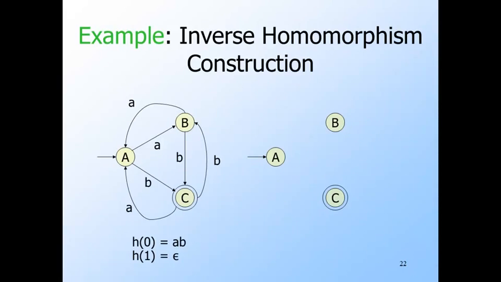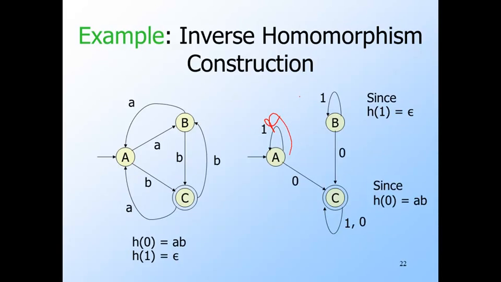Here's an example automaton, and we'll use the same homomorphism we've been playing with all along. Since H of 1 is the empty string, each state of the automaton for the inverse homomorphism will transition to itself on 1. That's what these transitions, for example, are suggesting.